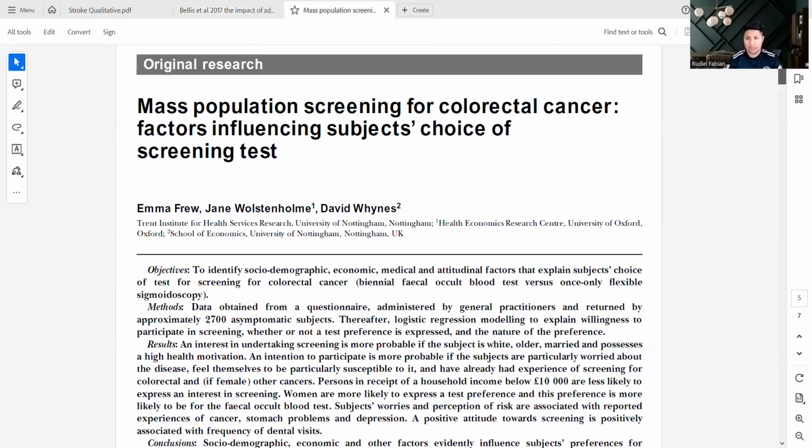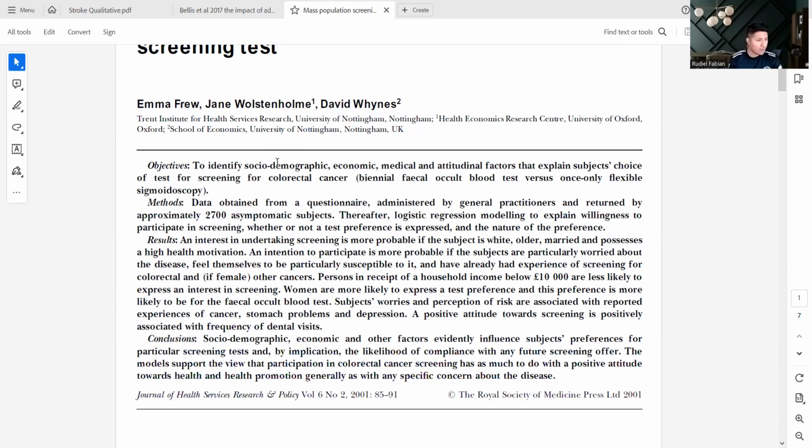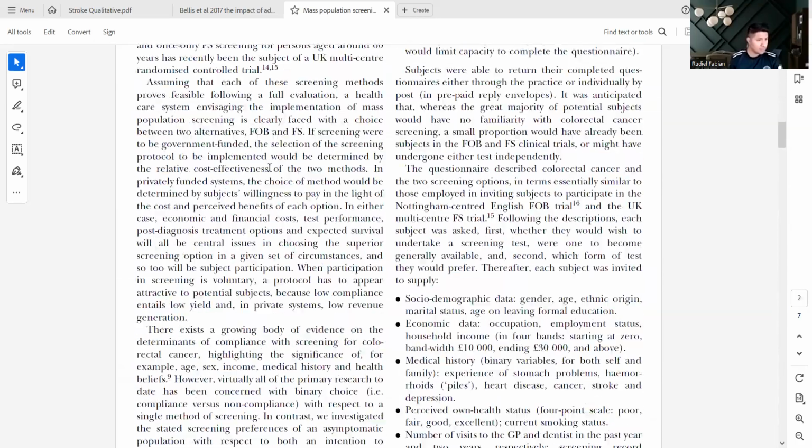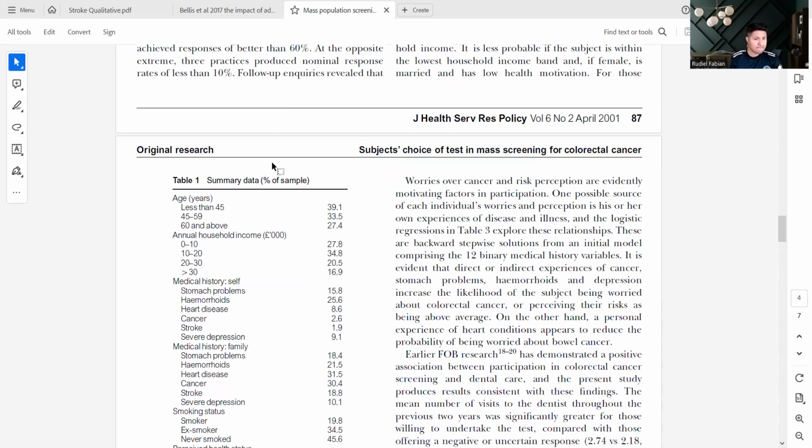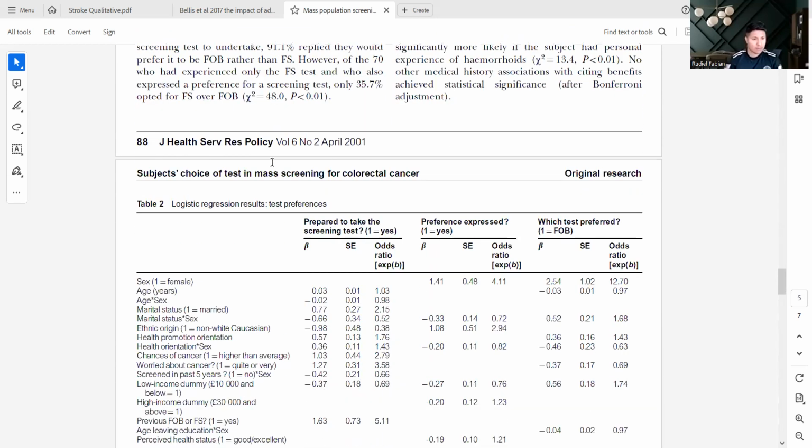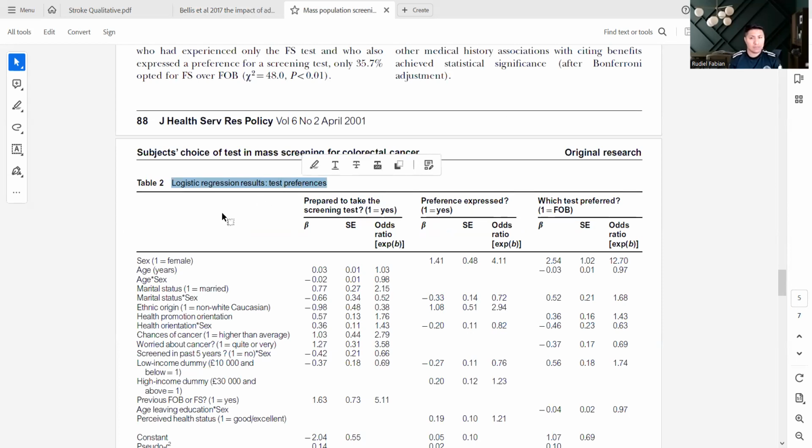So this is a paper. I'll show you this paper later on, just because it's kind of an interesting paper to read. Mass population screening for colorectal cancer. I won't go through it right now, but what I'll show you is that when they get to the results, here we go. Logistic regression for test preferences. If you think of a t-test as just comparing two different numbers and saying, is this number greater than that? That's a t-test between two sample means. But what you're more likely to see in these types of things is regression analysis.